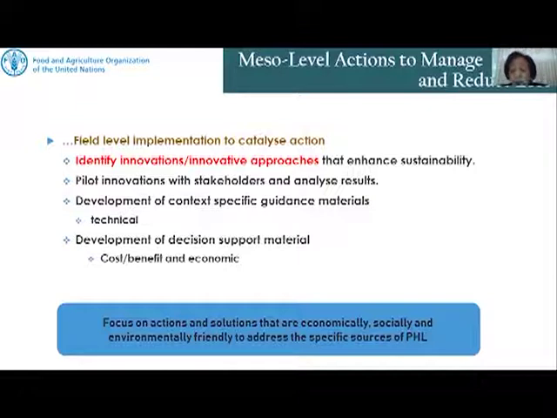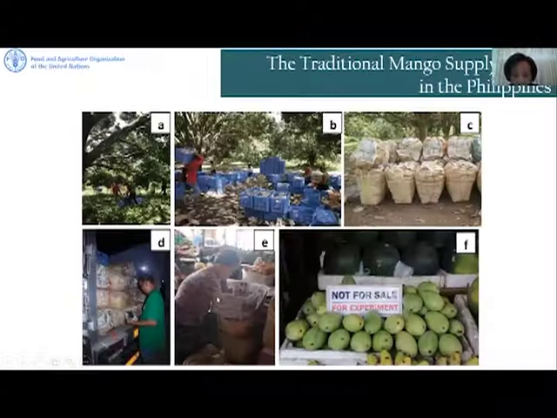And then we collect a lot of the technical information, the guidance documents, and use that information to develop technical support materials that we distribute back to the stakeholders, as well as some decision support material, which is based on the economic analysis and more descriptive type of material. But I will come to that in more specific detail later on.